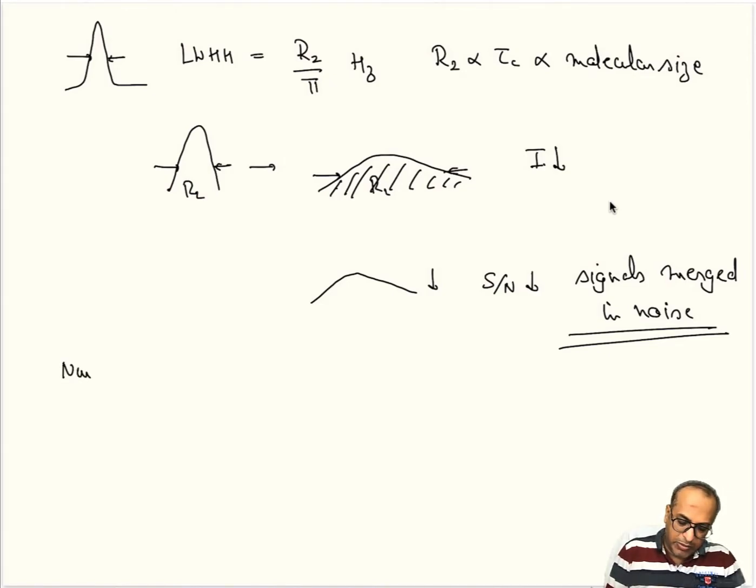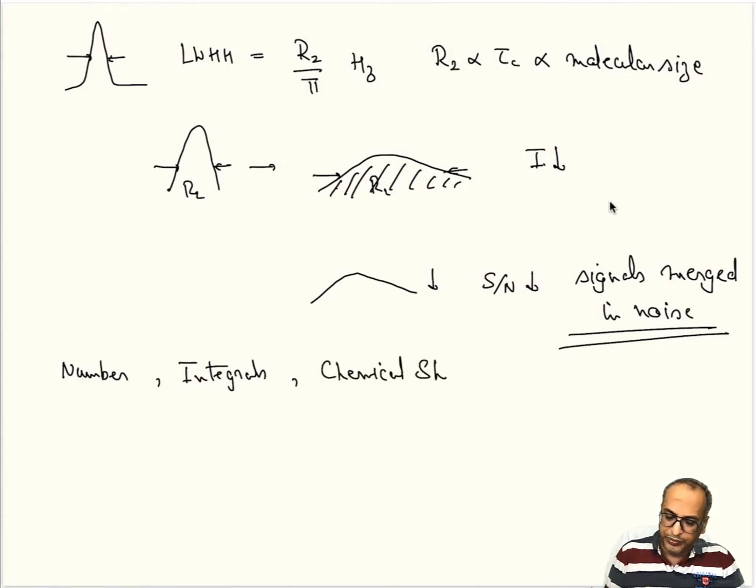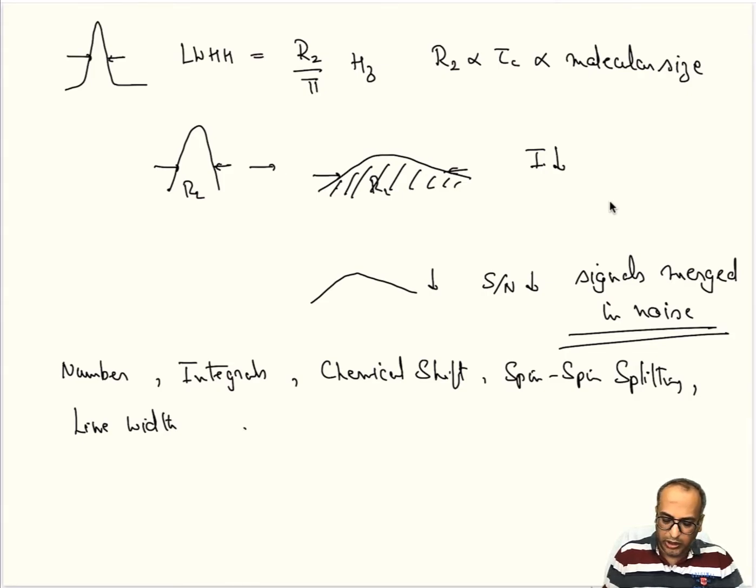So we have the number of signals, we have the intensity or integral of the signals, we have the chemical shift or position of the signals from proton NMR. We also see that we can use spin splitting and line width. So all of this information can be used to determine the molecular structure of a given molecule, right?